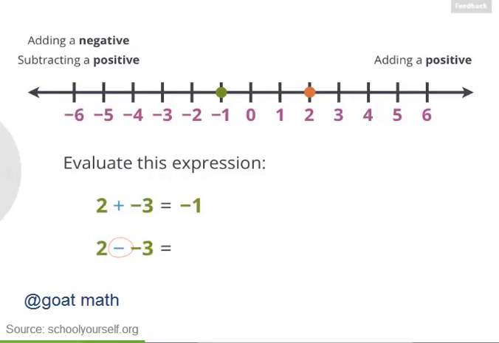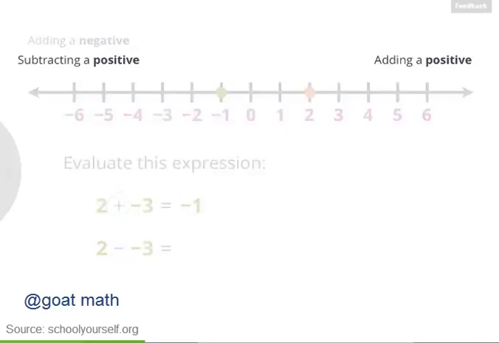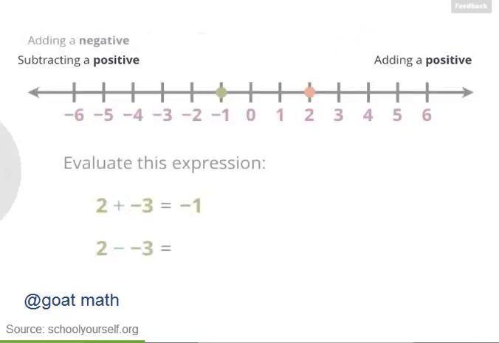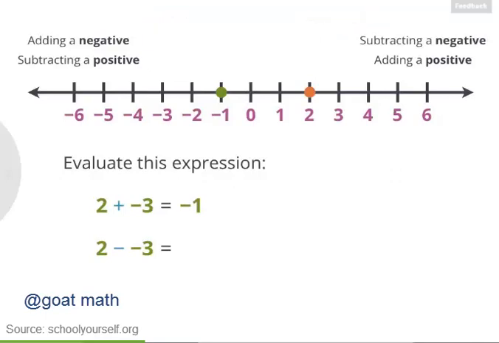Well, subtracting is the opposite of adding. Adding a positive means you're moving to the right, so subtracting a positive means you're moving to the left, and adding a negative means you're moving left. So subtracting a negative should be the opposite. It means you're moving to the right. So try using this fact to evaluate 2 minus negative 3.